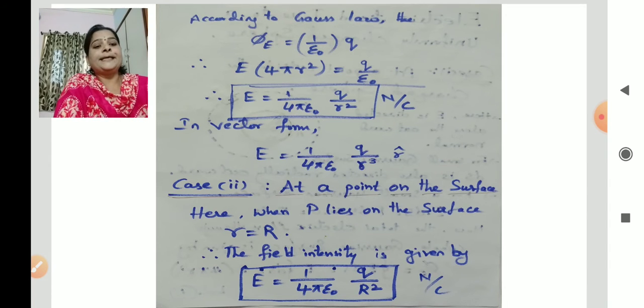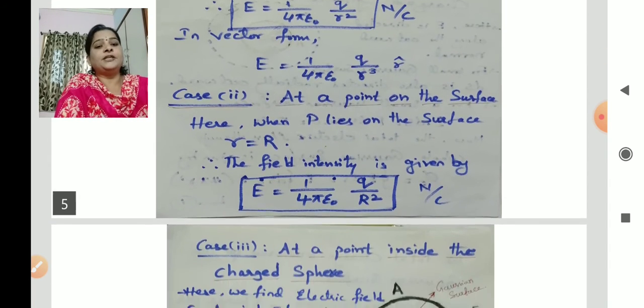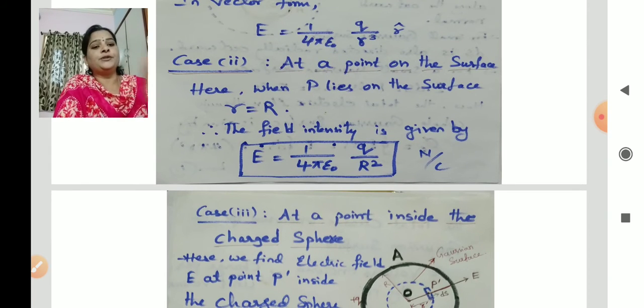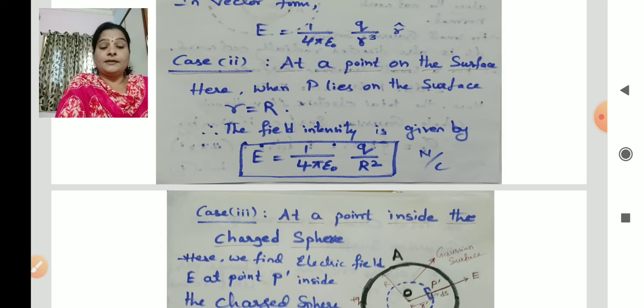So the second case, here initially I said that we are going to find the electric field intensity at 3 points. One, the electric field intensity you have to find outside the uniformly charged sphere, and the electric field intensity you have to find on the sphere, and electric field intensity inside the sphere, charged sphere.